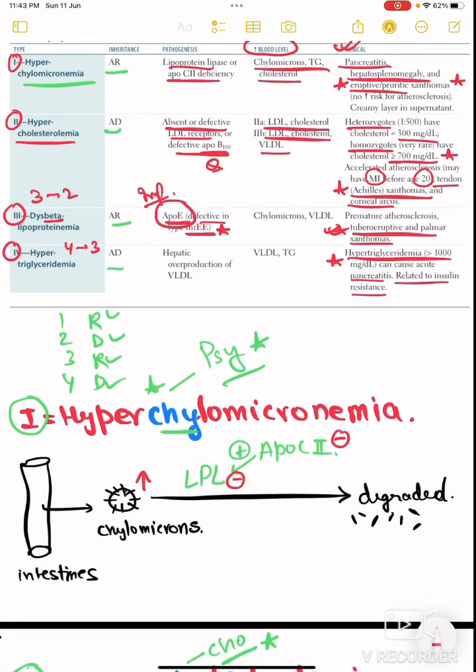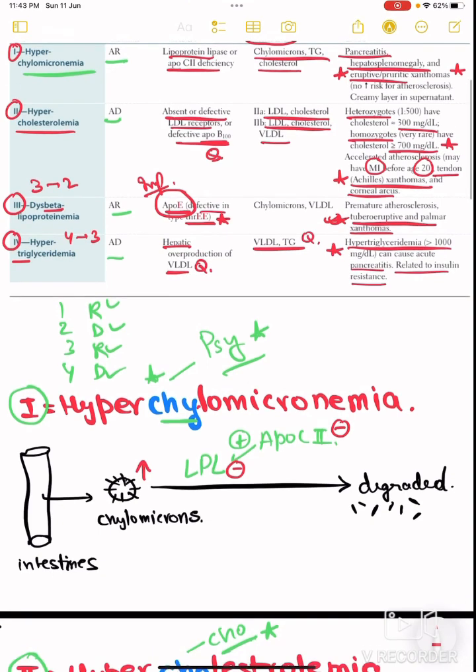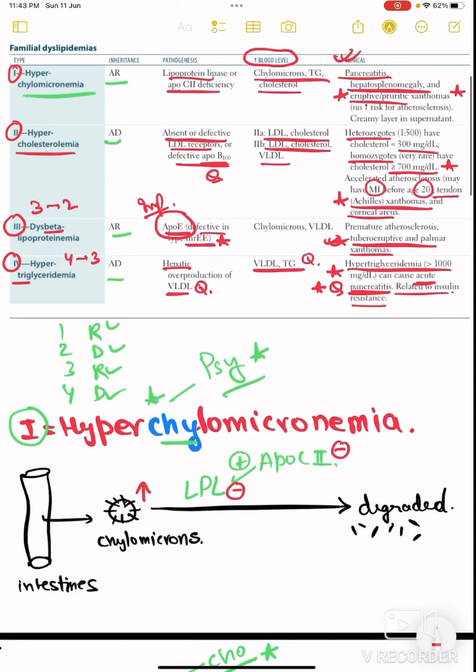4 is 4 का 3, which means hypertriglyceridemia. So what is the main problem in it? Overproduction of VLDL. Important. VLDL and triglycerides will increase, and it will cause hypertriglyceridemia, more than 1000 milligram per deciliter. And if the triglyceride levels increase to more than 1000, it can cause acute pancreatitis. Very important thing. The question stem may start from acute pancreatitis and may lead to asking you what type of hyperlipidemia it is, related to insulin resistance.